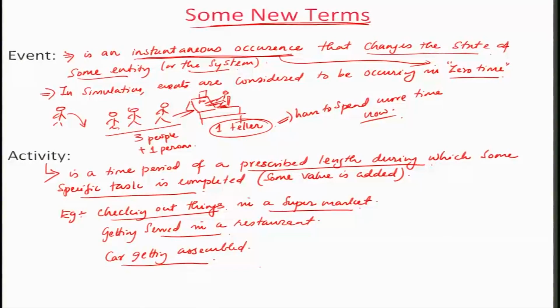So, we now know what an event is, and we also now know what an activity is. An event is an instantaneous occurrence that changes the state of the entity, and an event is always considered to be occurring in 0 time. That means the time taken for the event to happen is instantaneous. Whereas an activity has a prescribed length of time during which a specific task is completed. Some people say that a value is being added to the system. Even if no value is added, it is still important because a specific task gets completed. So, let us take a simple illustrative example.